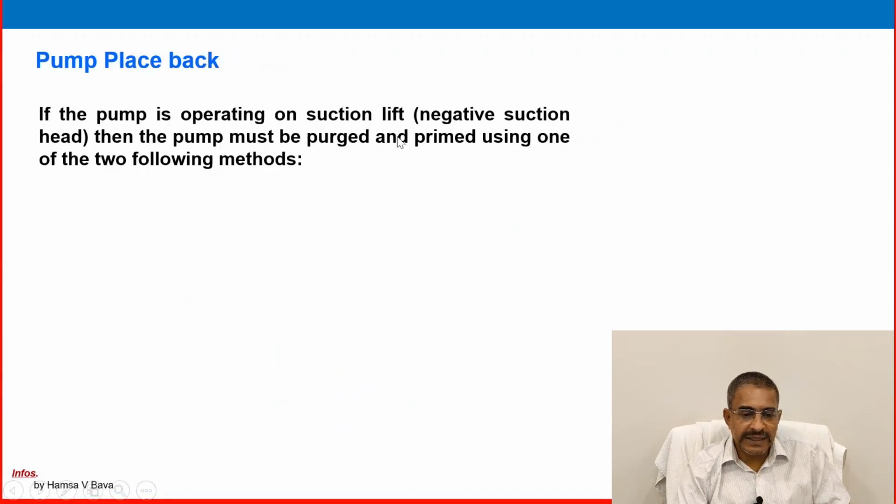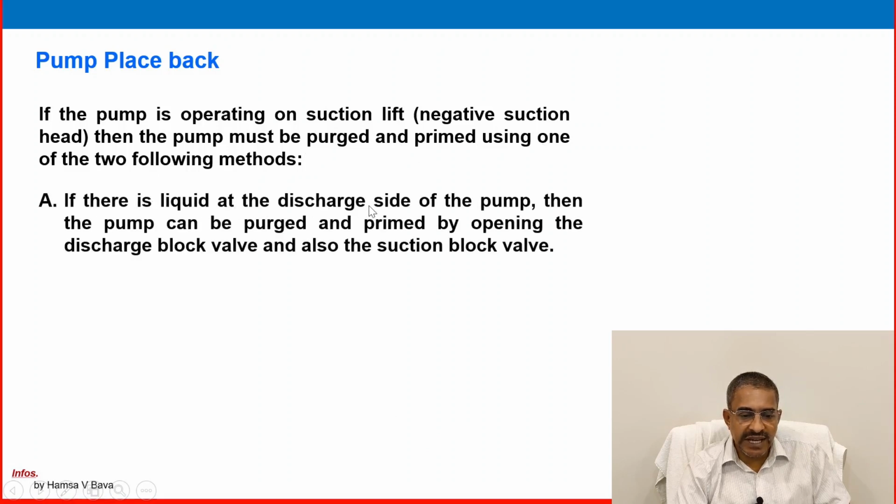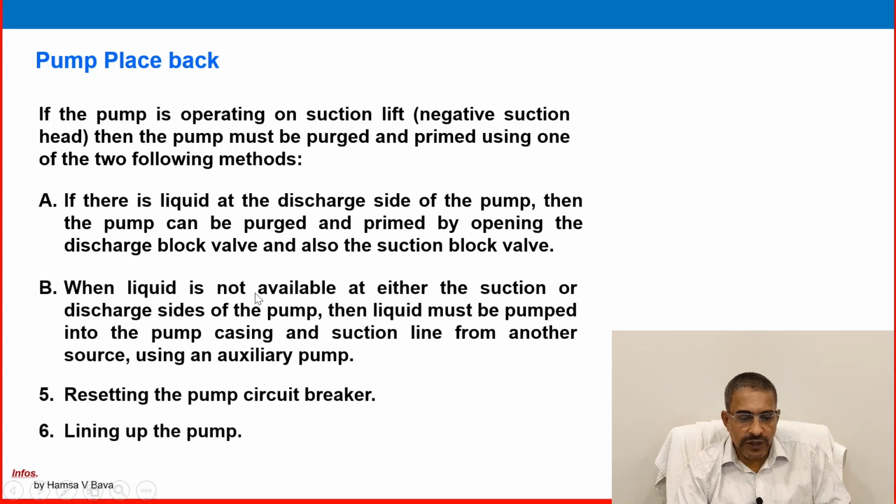If the pump is operating with a suction lift, negative suction head, then the pump must be purged and primed using one of the following methods. If there is liquid at the discharge side of the pump, then the pump can be purged and primed by opening the discharge block valve and also the suction block valve. When liquid is not available at either the suction or discharge of the pump, then the liquid must be pumped into the pump casing and suction line from another source by using an auxiliary pump. Then reset the pump circuit breaker and line up the pump. So these are the pre-startup procedures before starting the pump.